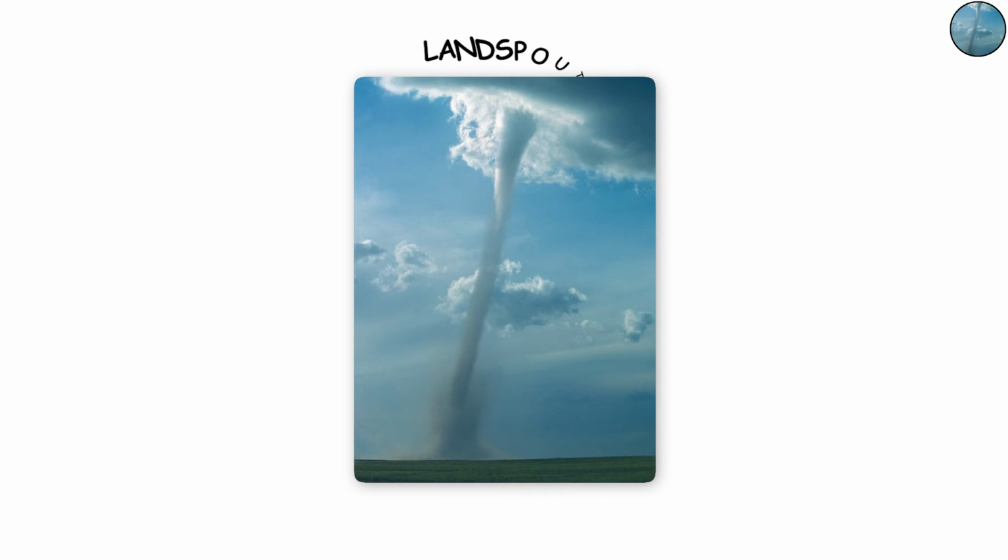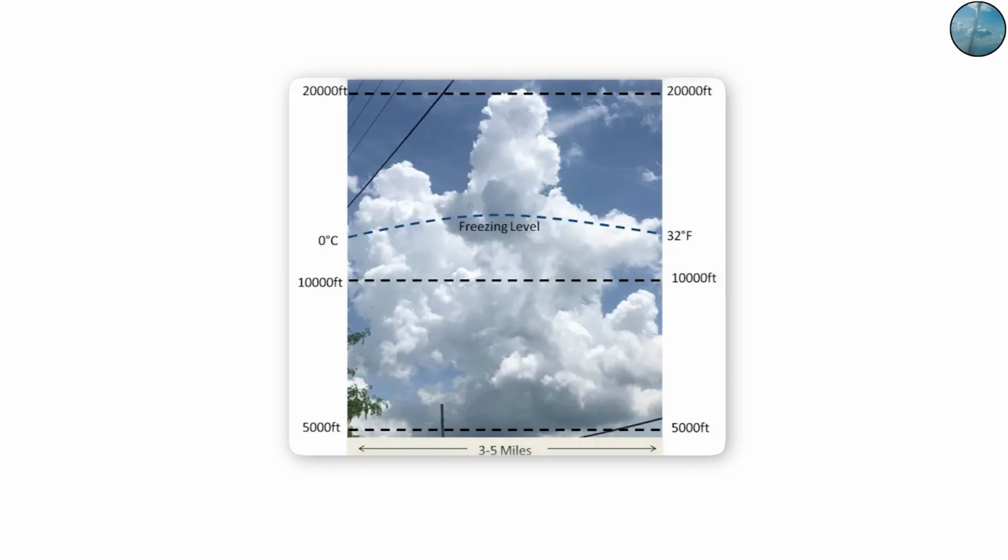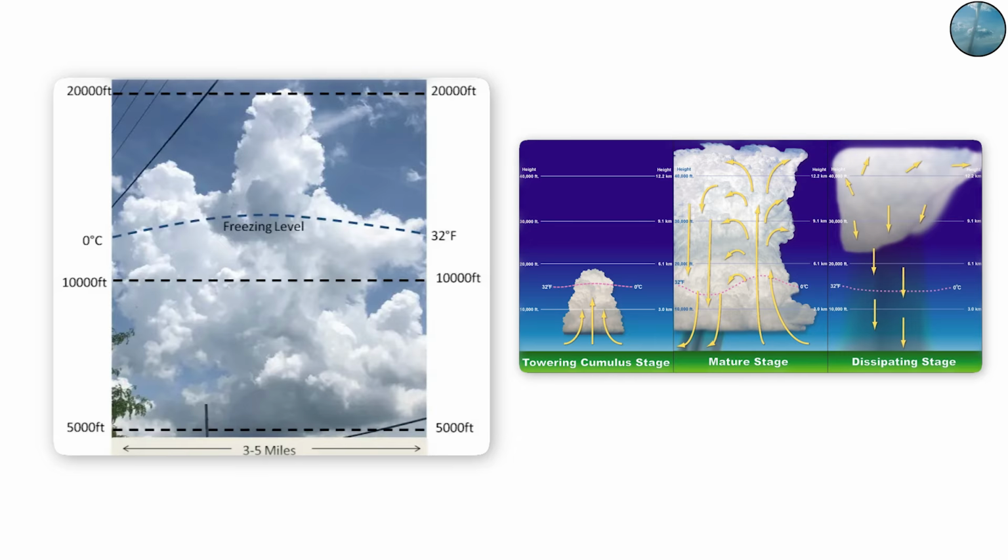Landspouts. Landspouts are a type of non-supercell tornado. Unlike most tornadoes, which form from powerful rotating thunderstorms, landspouts develop in rapidly growing cumulus clouds, often without strong rotation at higher levels of the storm.